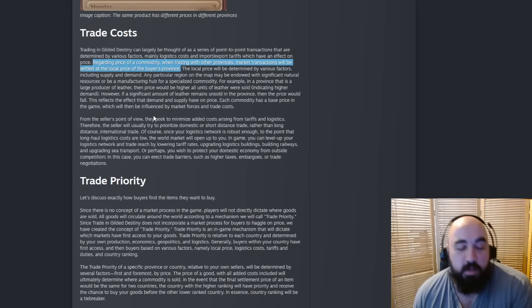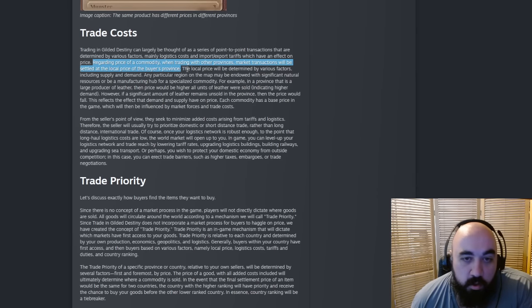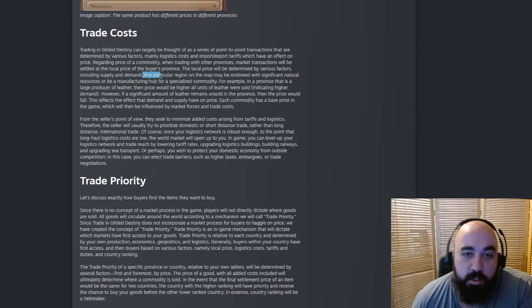I feel like they keep flubbing these sentences. The local price will be determined by various factors, including supply and demand. Any particular region on the map may be endowed with significant natural resources or manufacturing hub for a specialized commodity. For example, in a province that is a large producer of leather, then the price would be higher. All units of leather were sold, indicating higher demand.